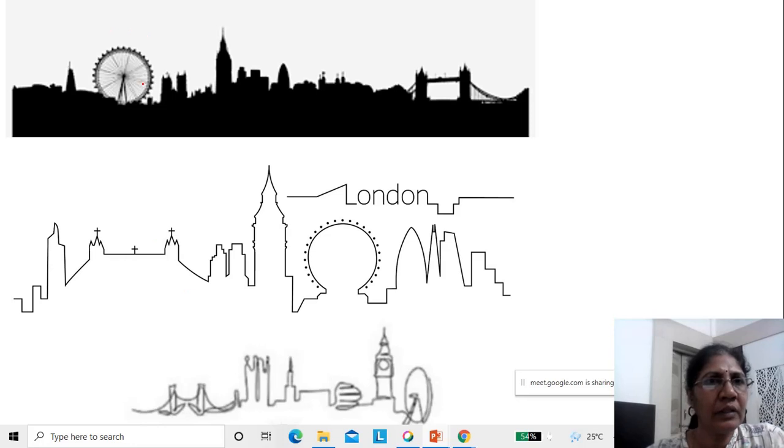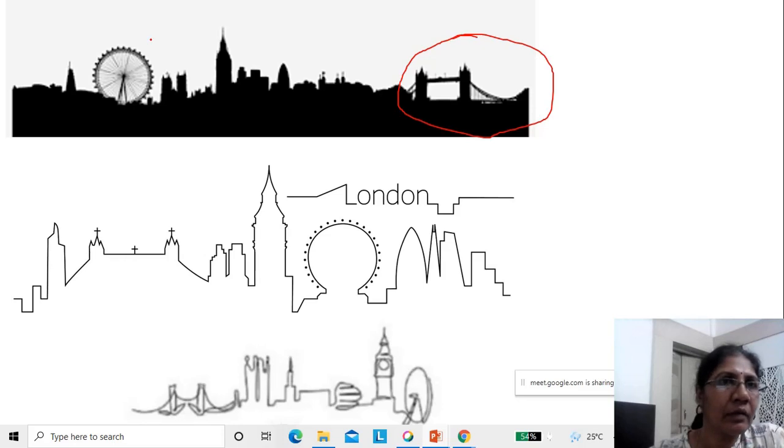Fine. For example, this one is... Can anyone tell me what this famous structure is situated in London? What this structure is? Ma'am, Elizabeth Tower. This one or this one? No, this one is London Bridge. Yes, of course. London Bridge is falling down.